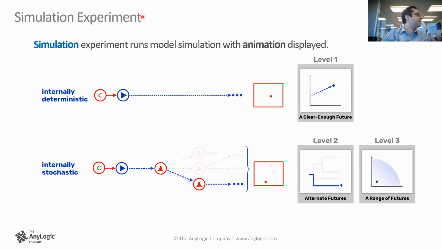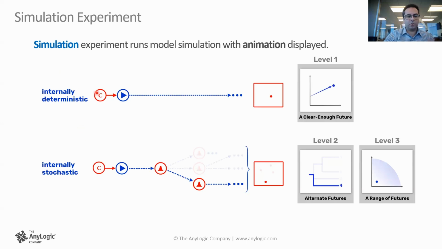So let's start with the simulation experiment, which is the base experiment that we run every time we build a new model. Simulation experiment runs model simulation with animation displayed. So one major factor that you should keep in mind when you're running simulation is that because it's one run, definitely you have access to the animation. You can actually observe how the state of the system changes through time.